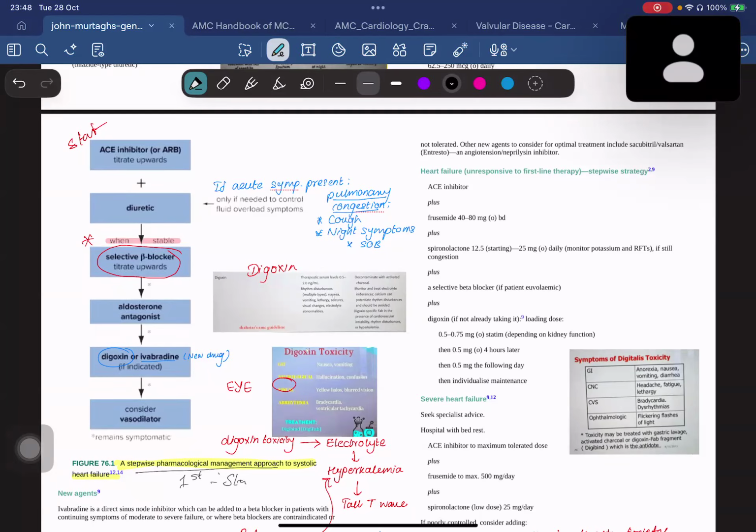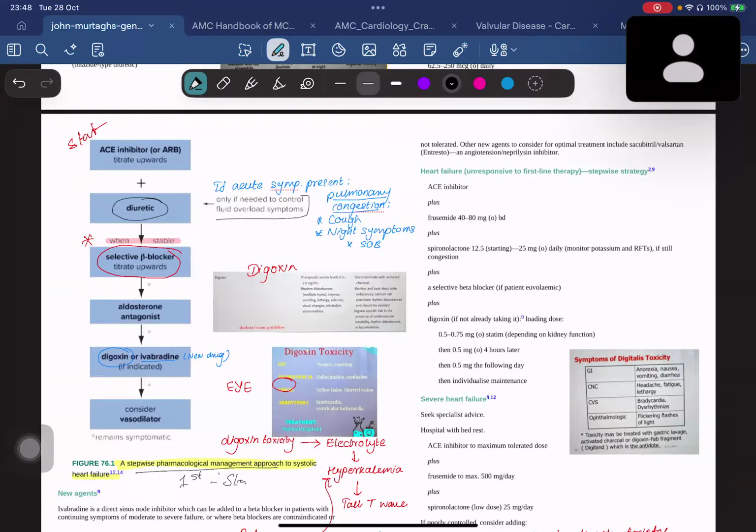So you always start with ACE inhibitors, and then you can give diuretics. But one thing to remember is diuretics would be first line when there's fluid overload or acute symptoms present. That's something I remembered. So only if needed to control fluid overload or symptoms. Otherwise, remember ACE inhibitors as the first line drug.